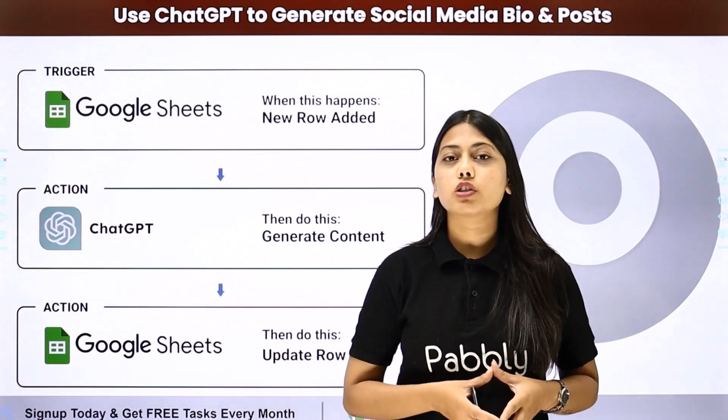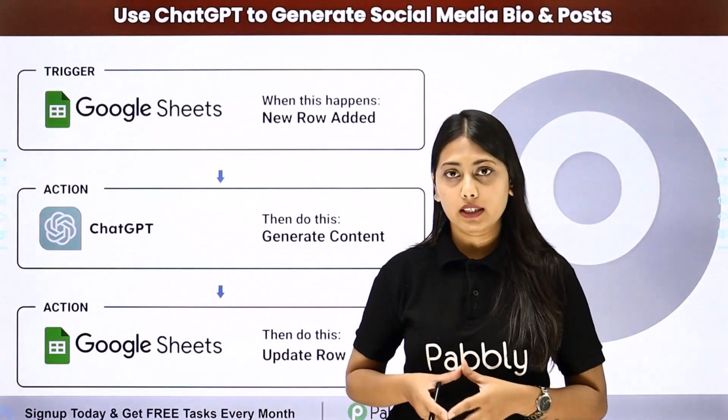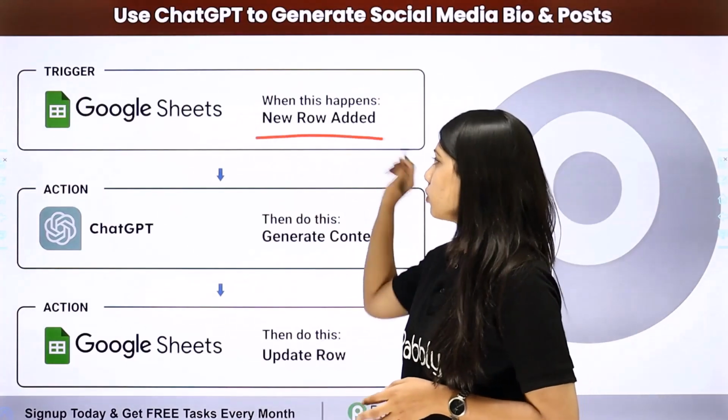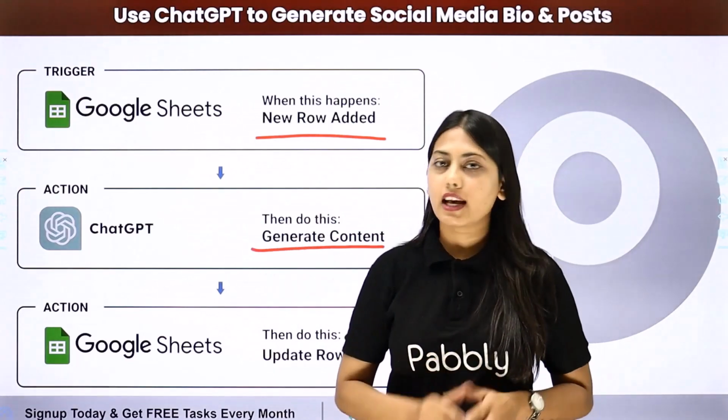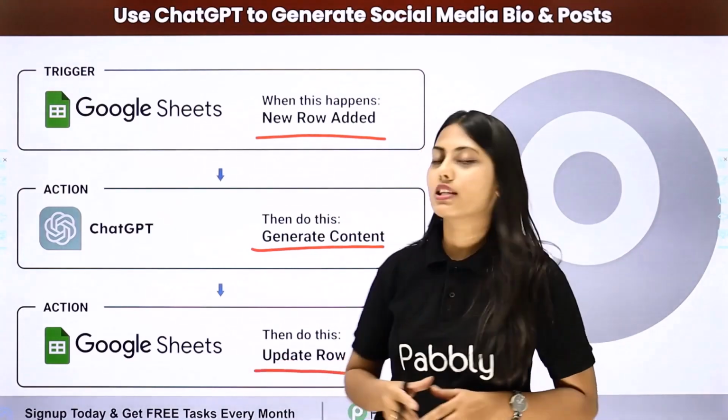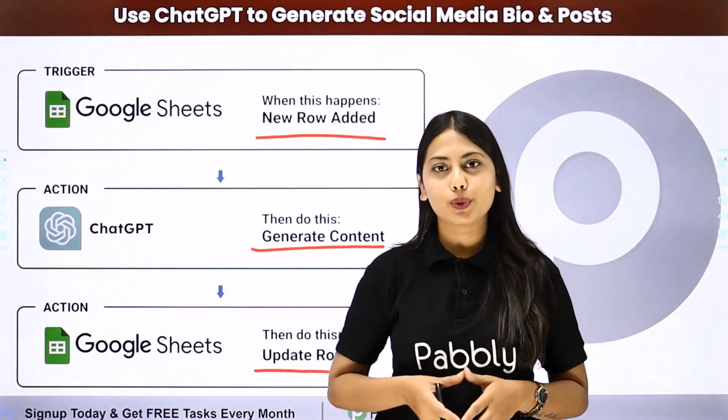You can create an automation for this whole process with the help of Pabbly Connect, where our trigger will be the new row added, our first action step will be the generated content, and our second action step will be to update that row of the same Google Sheet. Let us learn how to do that.